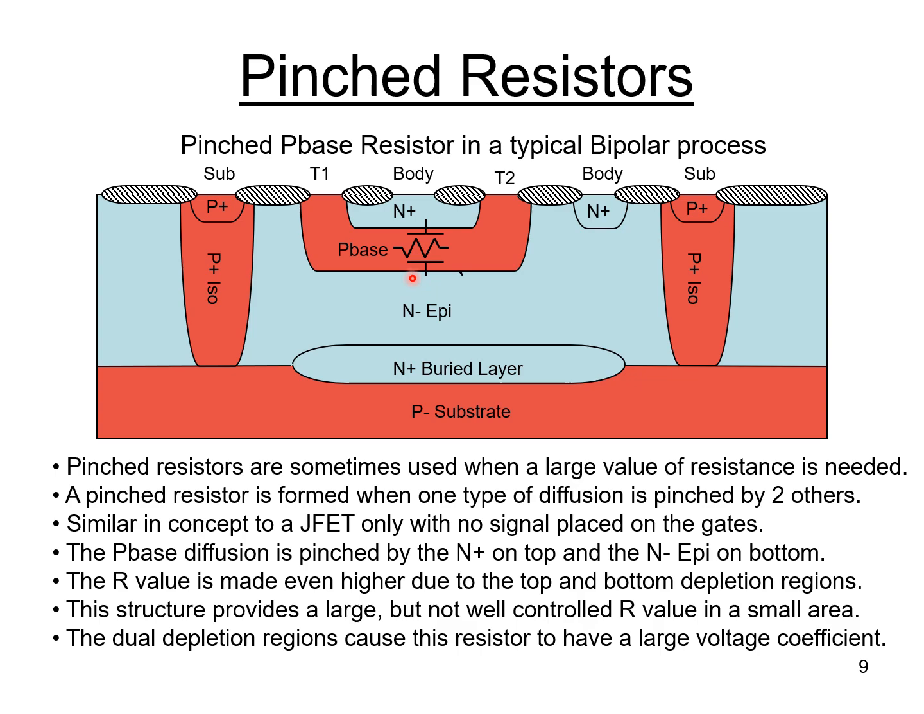This type of structure can provide a large but not well controlled resistance value in a very small area. So if you really need a lot of resistance in a very small area, and you don't really care how well controlled it is, this would be a good option for you to consider. Well, one thing to consider is the dual depletion regions do cause the resistor to have a very large Vco. So the resistance is going to change a lot as you apply a voltage to and from this resistor.